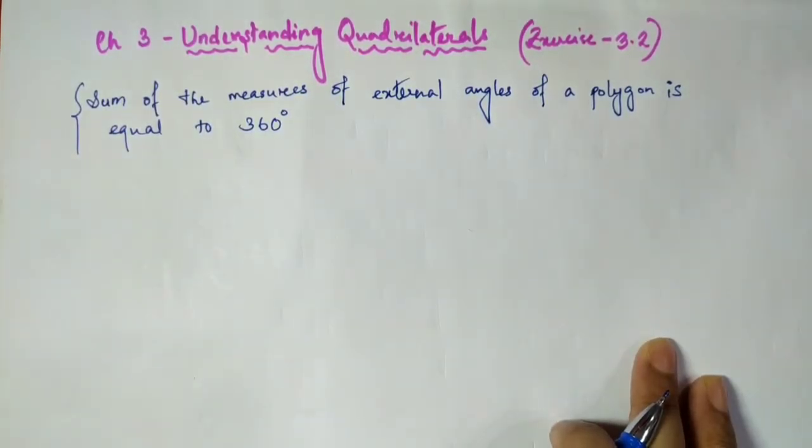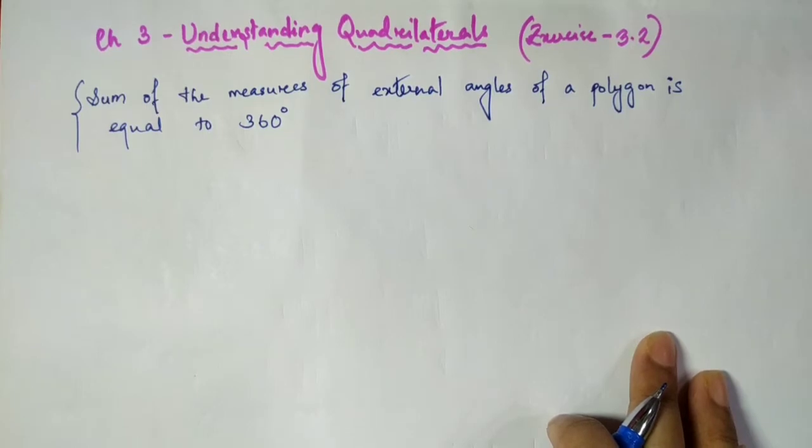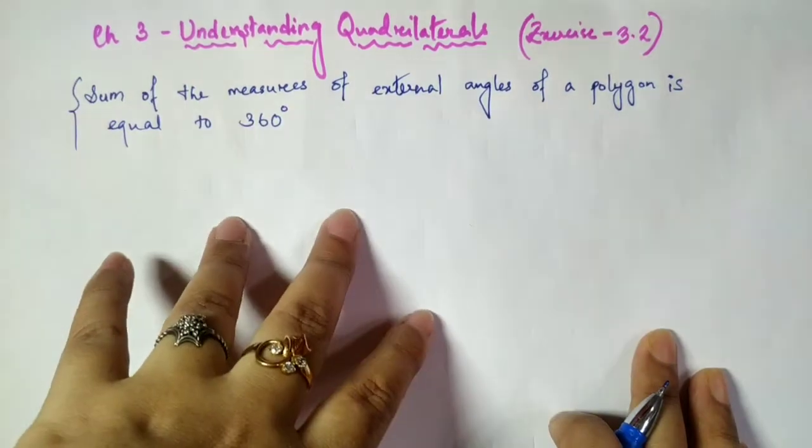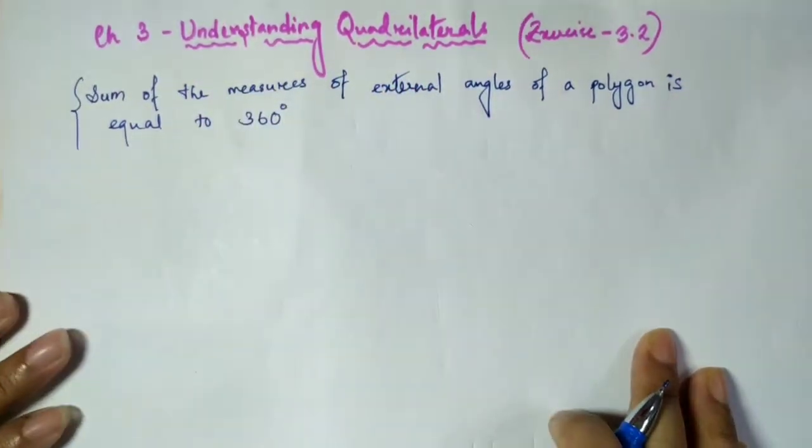You all know what exterior angles and interior angles are, right? Exterior means the exterior angles of any polygon, any type of quadrilateral or even a triangle. So we'll start with the first question where you will be using this property. Let us start with question number 1.